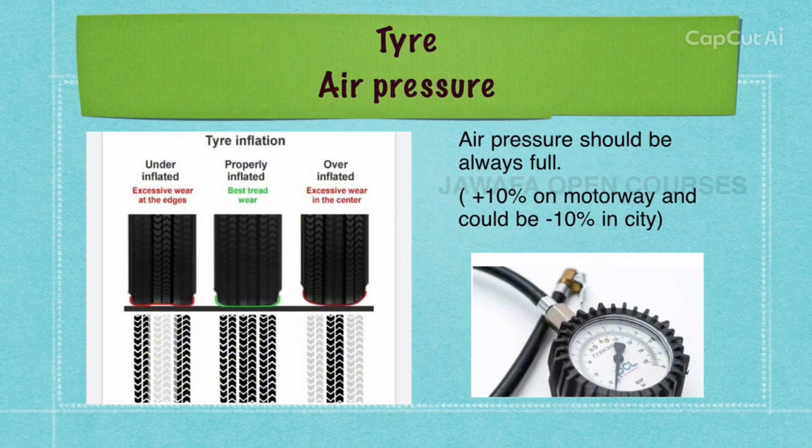However, the normal air pressure of your car should be full. If your car's pressure is 25, then it should be 25. And if the air pressure is not correct or appropriate, there is one more disadvantage. Your oil consumption will also be higher. So there are two disadvantages. Oil consumption will be higher and the tire will wear out faster.